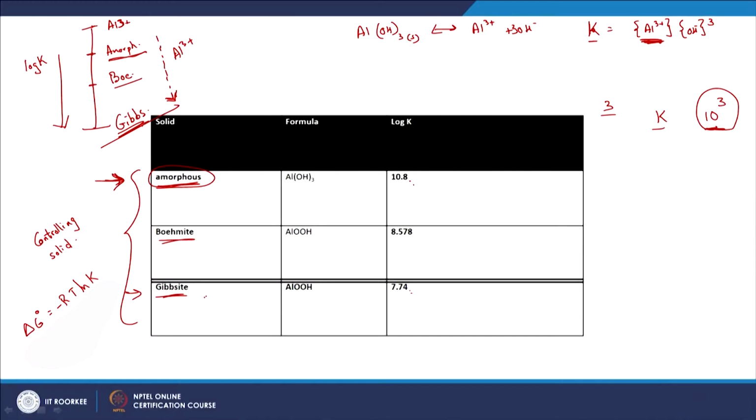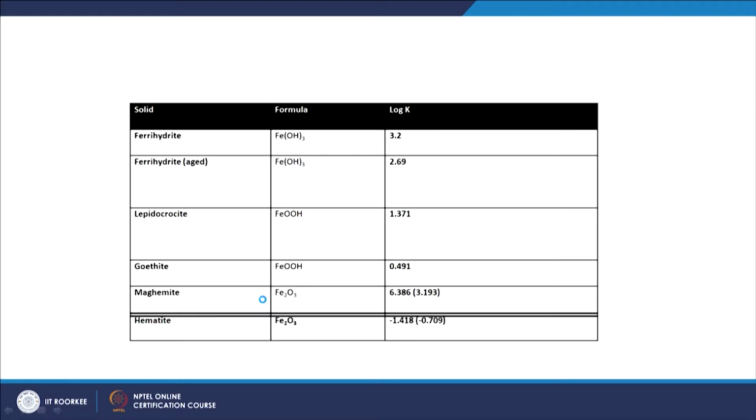So this is the most insoluble and this is the relatively more soluble, right. So first amorphous is formed and last Gibbsite is formed. Let us just try to understand that here. So I guess with respect to Fe3+, we have different forms, one is ferrihydride, aged, and goethite, ending up with hematite, right. So here from our background, which form will be formed first now?